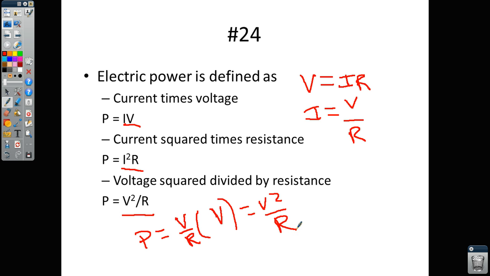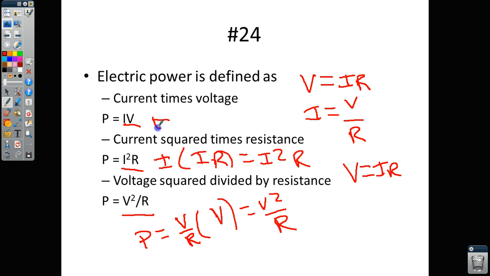And the one above it, we do the same thing, but this time, now we're replacing voltage. So voltage, we know is just I times R. So here we would have I times R, and we end up with I squared R. And then the top one is just self-explanatory, pretty easy.